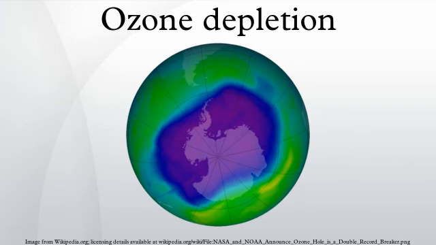Ozone depletion describes two distinct but related phenomena observed since the late 1970s: a steady decline of about 4% per decade in the total volume of ozone in Earth's stratosphere, and a much larger springtime decrease in stratospheric ozone over Earth's polar regions. The latter phenomenon is referred to as the ozone hole.